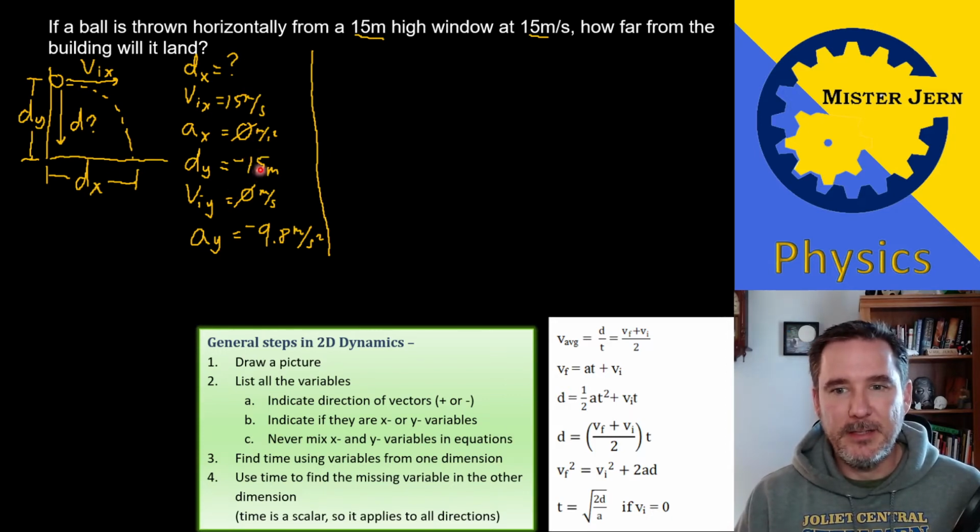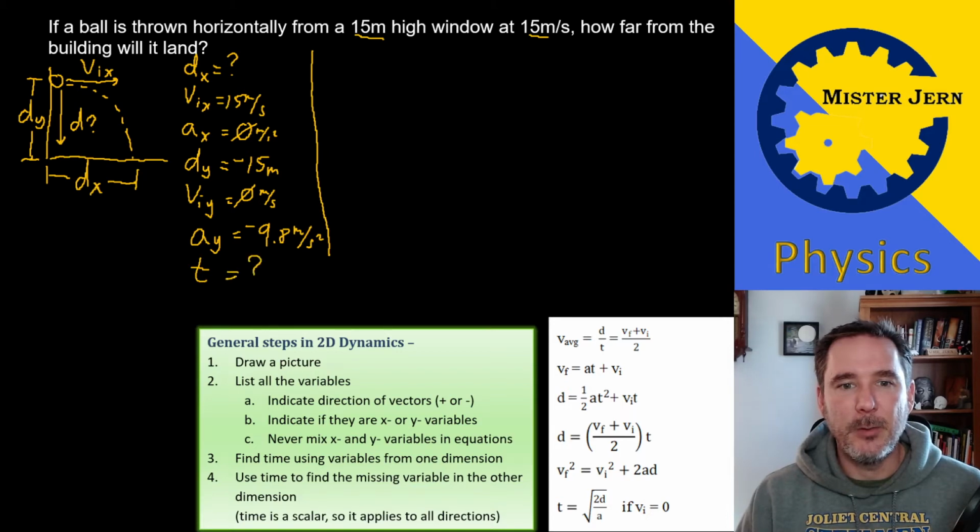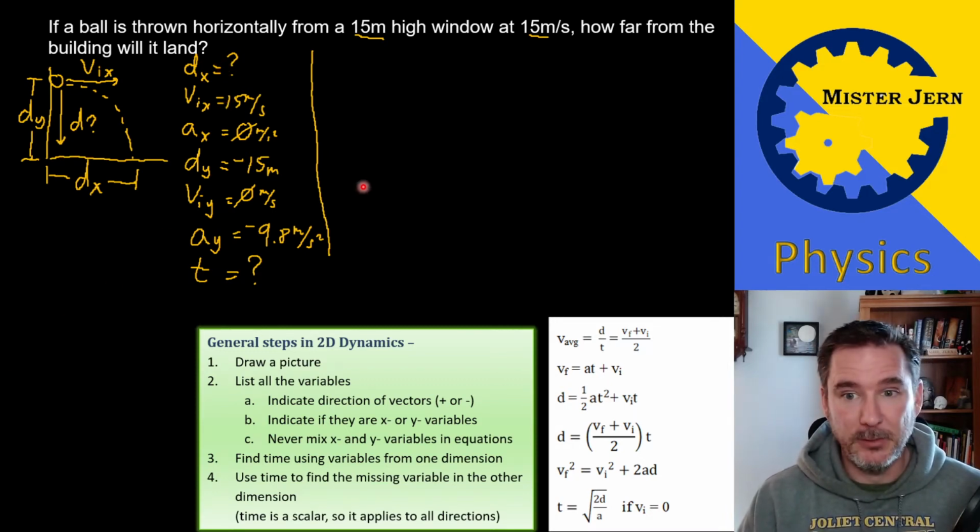Actually, time should be one of our variables. Time is our question mark. Sorry, I should have written that here. So we don't have enough information from our x variables to solve for time, looking at the equations. But we do have enough variables in the y direction to solve for time.